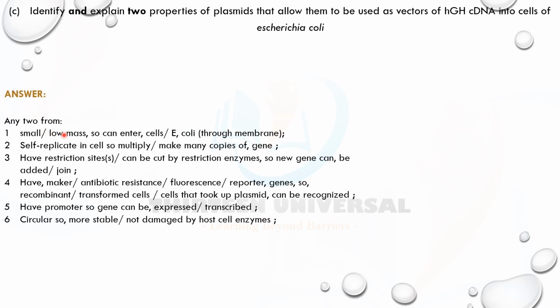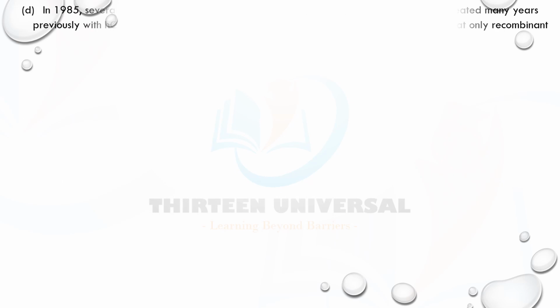Because they said identify and explain, the identification is that plasmids are small, so they can enter cells; self-replicate, so they make many copies; have restriction sites that can be cut by restriction enzymes, so a new gene can be added; have markers like antibiotic resistance or fluorescence, so they can easily be recognized; and have promoters, so genes can be expressed. They always ask this question, guys. Let's go to the next one quickly.